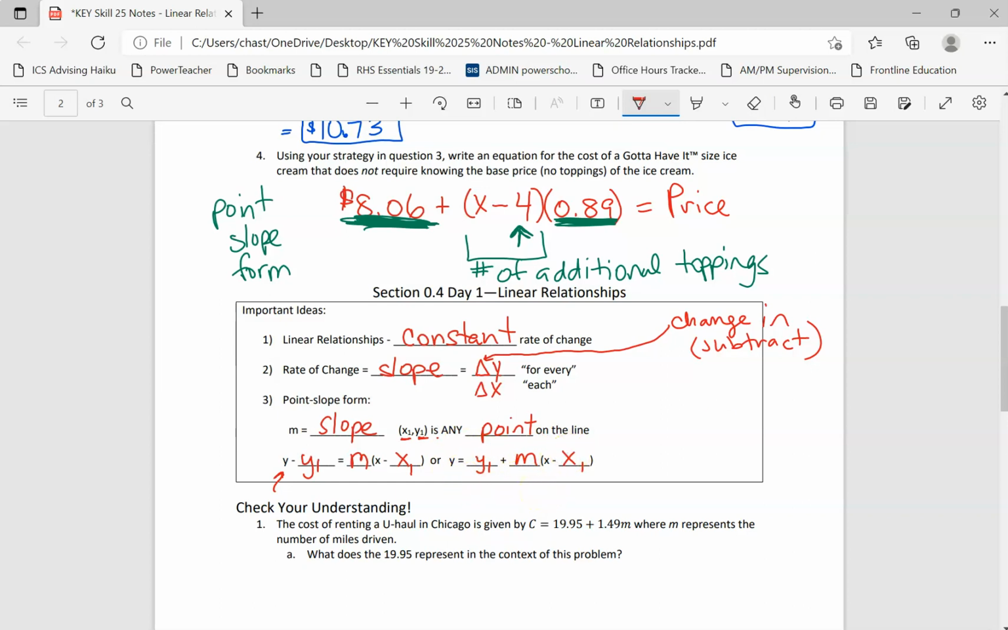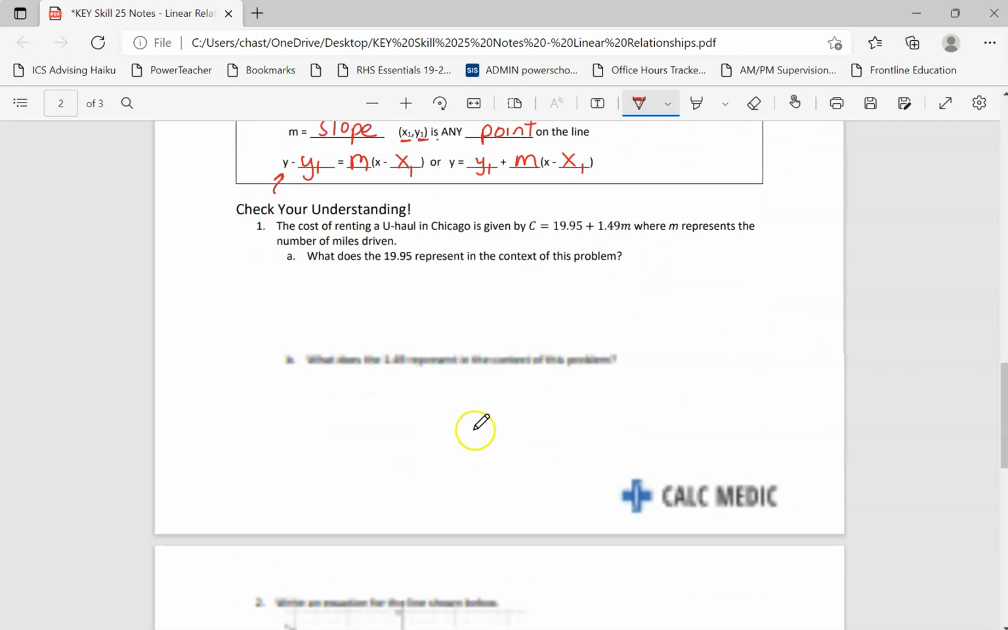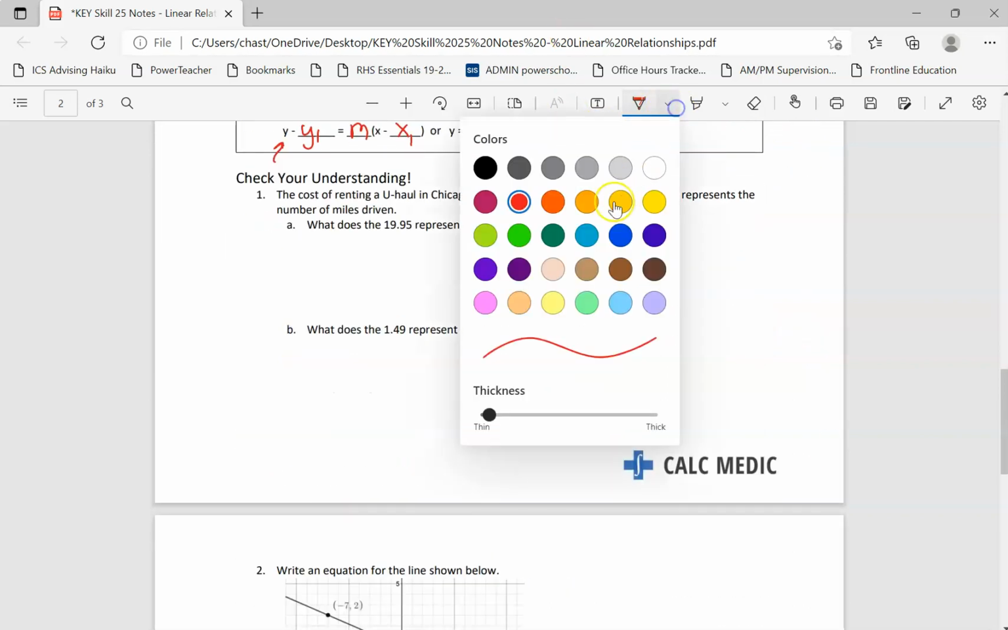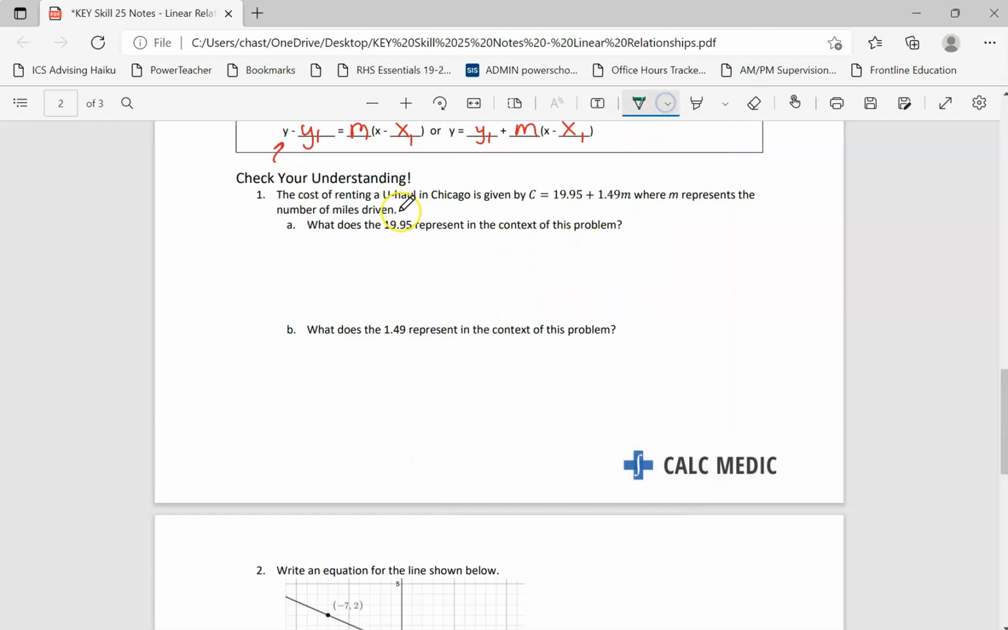Okay? All right, so let's do a couple of check for understandings. So let's say, I'm going to switch color here. Let's say the cost of renting a U-Haul in Chicago is given by C equals $19.95 plus $1.49 times M, where M represents the number of miles driven. What does 19.95 represent in the context of this problem?